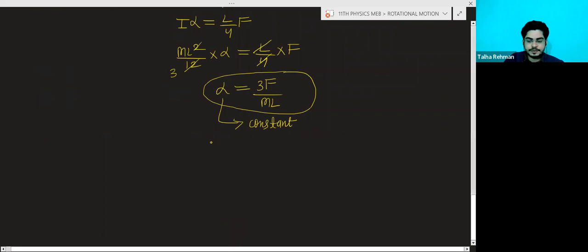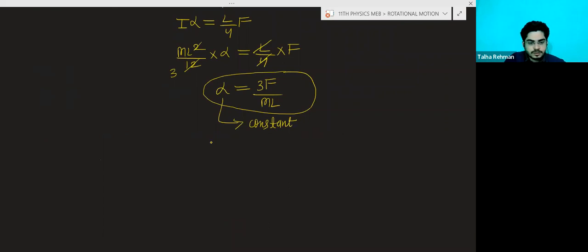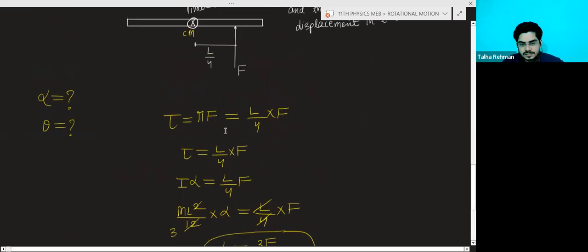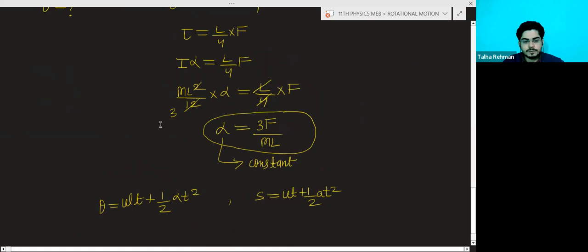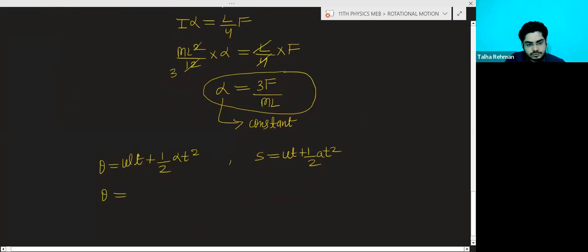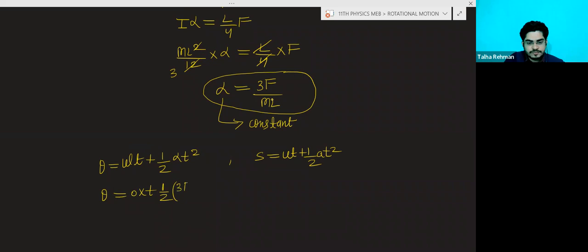What is the second equation of motion for rotational motion? Angular displacement theta is equal to omega t plus half alpha t square. You can compare this with s is equal to ut plus half at square. Now omega here is the initial angular velocity, and initially the rod is at rest, so you put 0 here. So theta is equal to 0 into t plus half alpha, and alpha is 3F by ml.